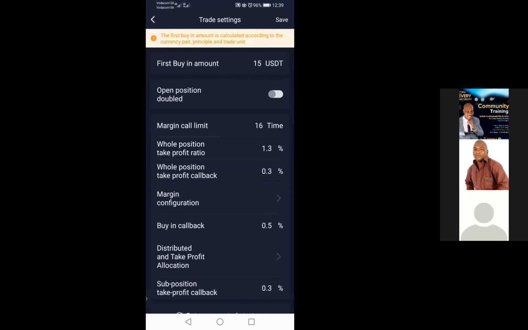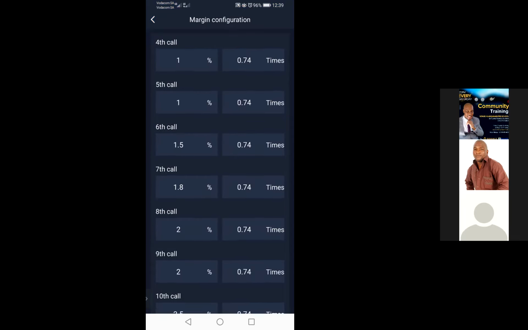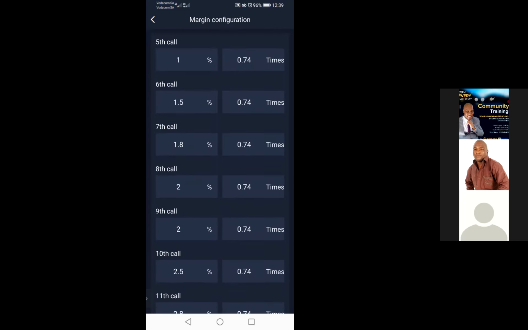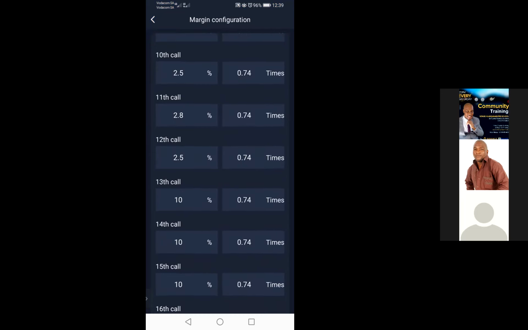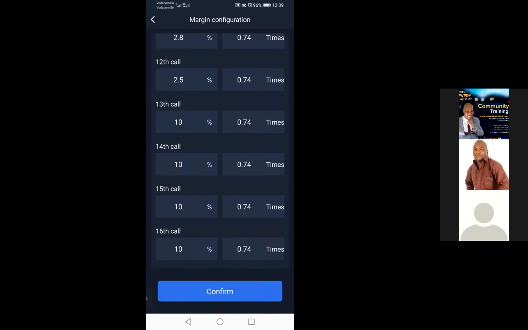Wow, this is our settings, and let's click on margin configuration. Yes, these are our settings. We are happy with this. You see from the beginning to the end is 0.74. You can scroll below 6th call. Let's see what is happening. Keep going down to the 16th. We are happy. Keep going down to the last call, 16th call. You see, this one shows you and I that everything is perfect.